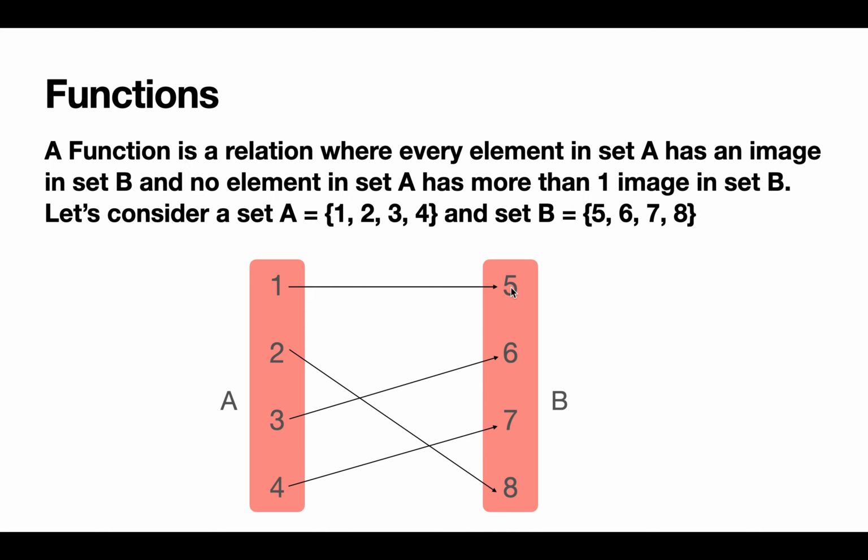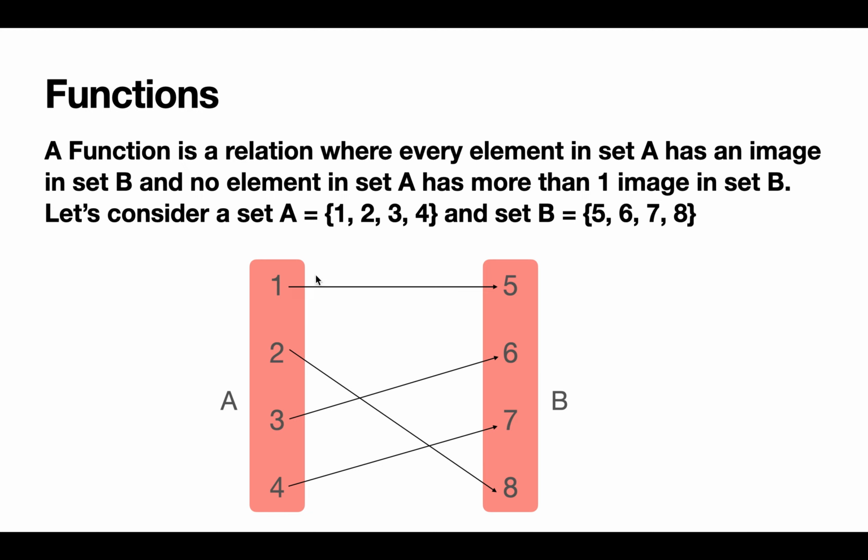Similarly, if you ask what 1 is of 5, it's a pre-image. 1 is a pre-image of 5. Similarly, what is 5 for 1? 5 is an image for 1. Okay, a function is a relation. You can see that it's a normal relation where every element in set A has an image in set B.